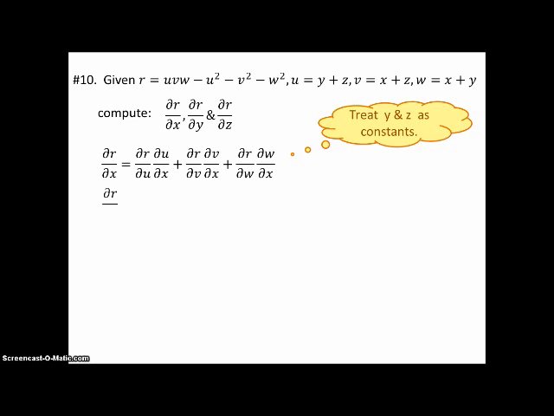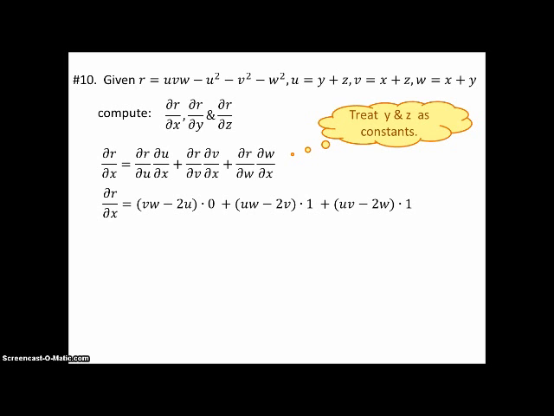Okay, so let's just jump right in. And then the partial derivative of u with respect to x is 0 because there's no x in the u function. Moving to the middle term, the partial derivative of r with respect to v, the first term, the coefficient of v would be uw, and then the u squared goes to 0, and we have minus 2v, and the w squared goes to 0. And then looking at the v function, the derivative with respect to x is a 1. The z goes to 0.